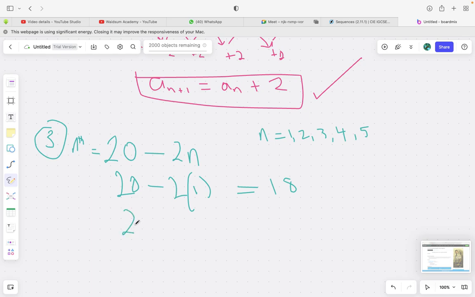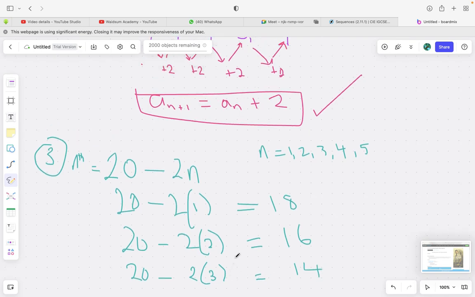Then for the second case, we say 20 minus 2 times 2. For position 2, n is 2. 2 times 2 is 4. 20 minus 4 is 16. So we get 16 as our next term. For the third one, it will be 20 minus 2 times 3, because n is 3. 2 times 3 is 6. 20 minus 6 is 14. So we get 14 as the next number in the sequence.